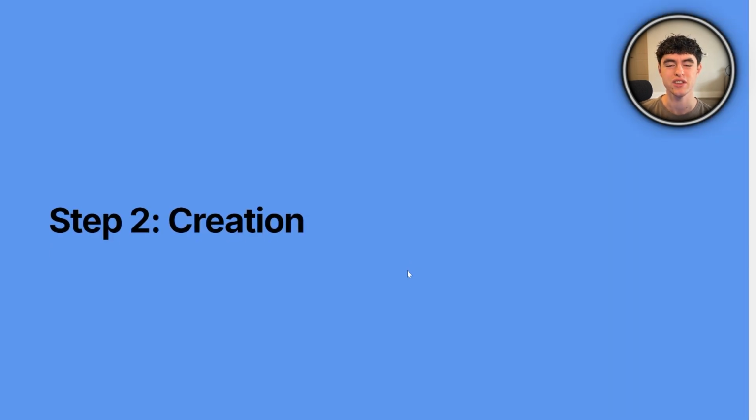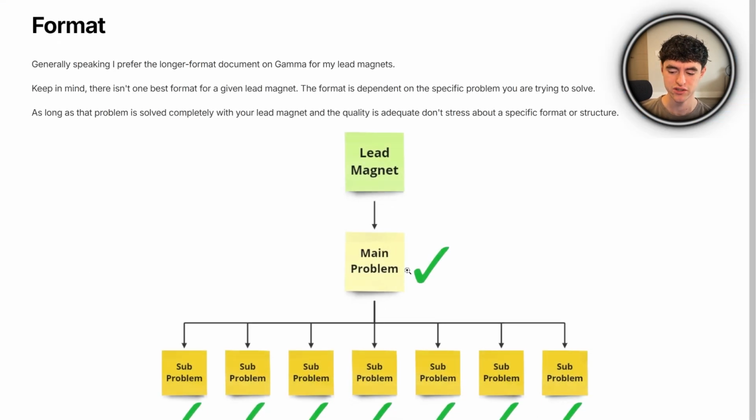And so step 2 is the actual creation of the ads. So for this, we start off with the format. Generally speaking, I prefer the longer format document on Gamma for my lead magnets. It's actually what I'm using right now. So keep in mind, there isn't one best format for any given lead magnet. The format is dependent on the specific problem that you're trying to solve. And as long as that problem is solved completely with your lead magnet and the quality is adequate, do not stress about the specific format or structure.